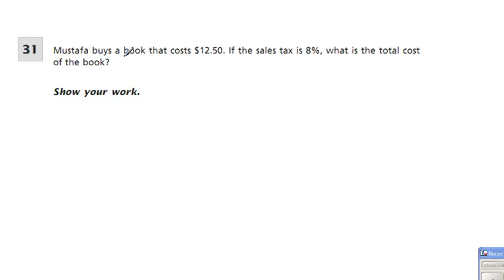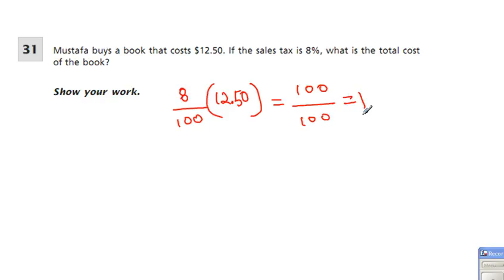Now, this person buys a book that costs $12.50. Sales tax was 8%. What is the total cost of the book? Now, that means 12.50 multiplied by 8%, which means 8 over 100. Now, once you do this, 8 times 12.5 will in fact be equal to 100 over 100, which is equal to 1. That's the amount of tax. The original 12.50 plus 1 ends up getting 13.50.